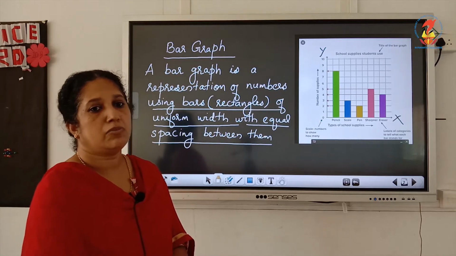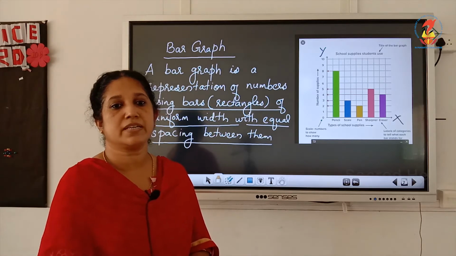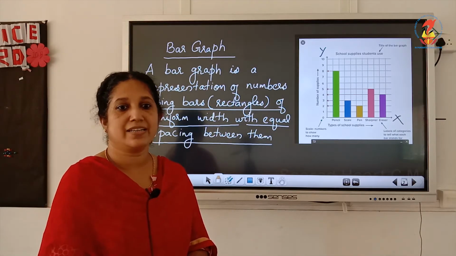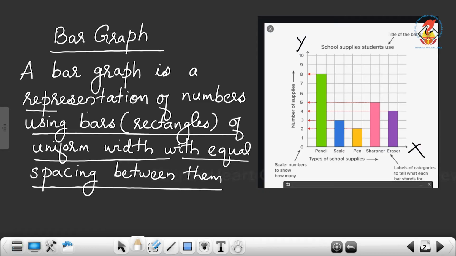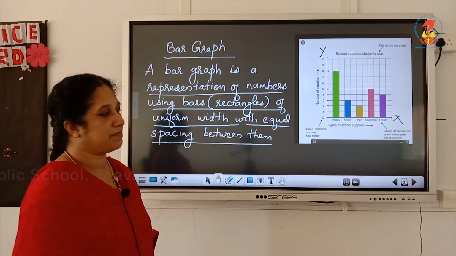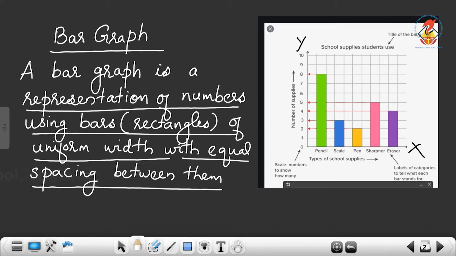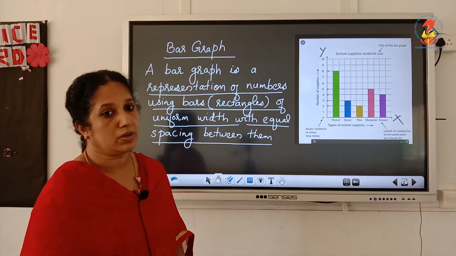Before that, what is meant by a bar graph? A bar graph is a graphical representation of data. We can say that it is the representation of numbers using bars of uniform width with equal spacing between them. We have to draw bars or rectangles with equal width and with equal spacing between them. The bars can be either vertical or horizontal.